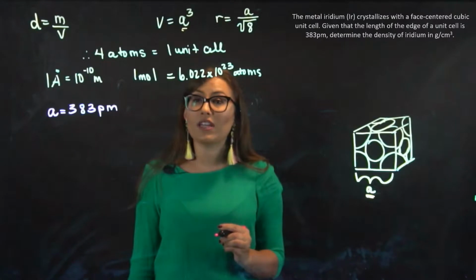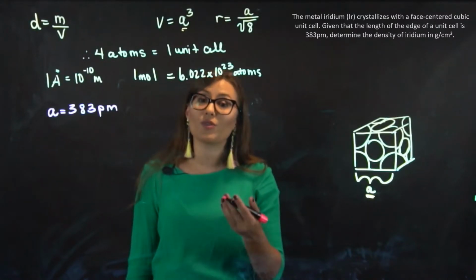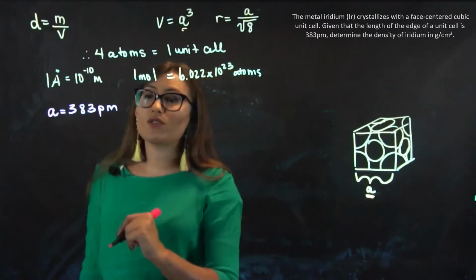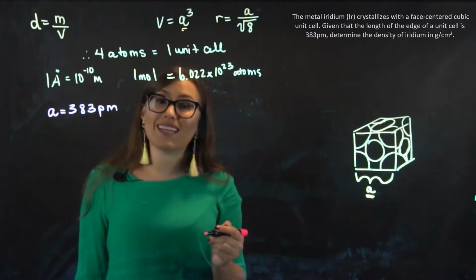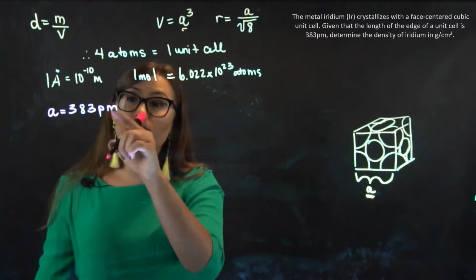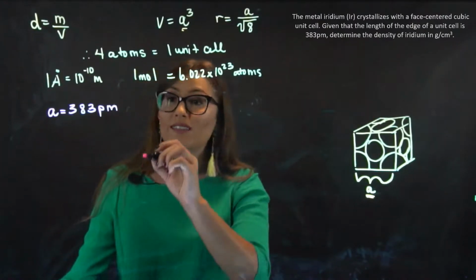So the very first thing that we need to determine is what is volume and also what is mass. Let's go ahead and start off with volume. Well, we have 383 picometers. They want units in centimeters, centimeter cubed. So we have to convert from picometers to centimeters.